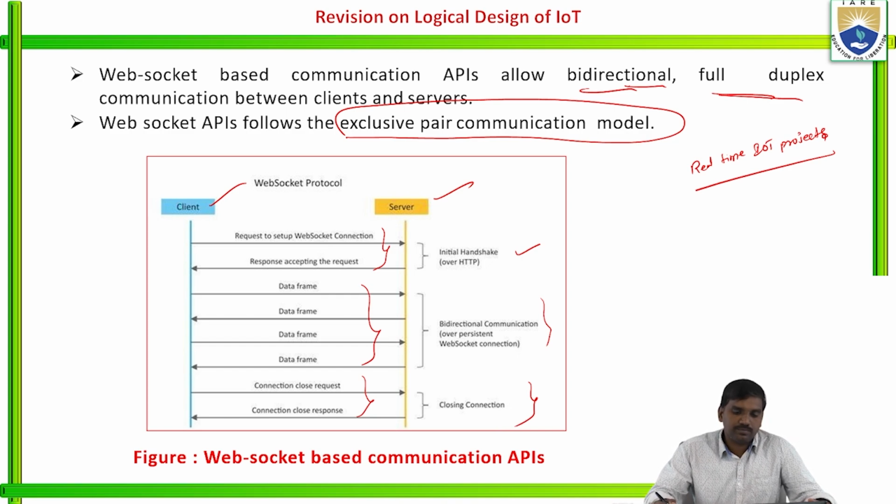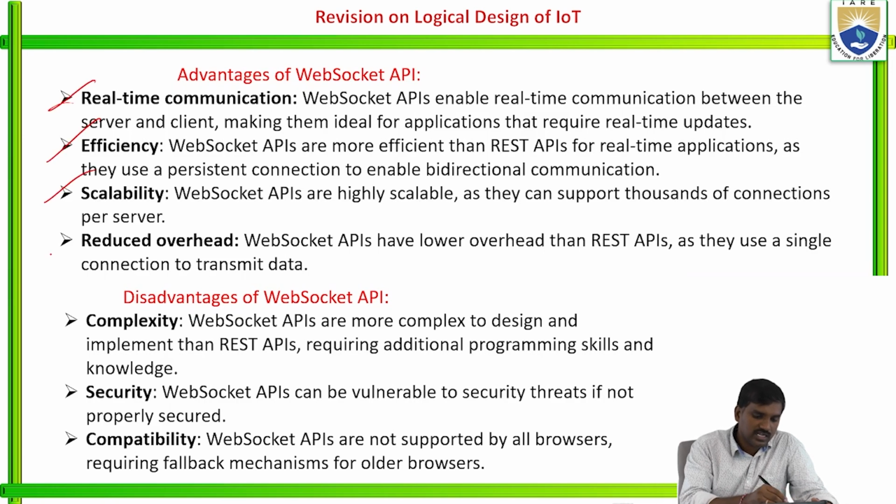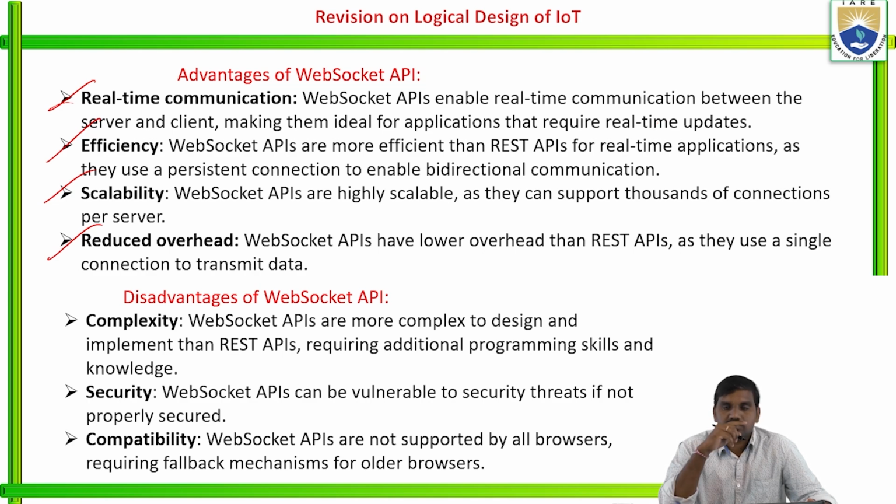So here are the main revision points on the WebSocket communication API: the advantages and disadvantages of the WebSocket API. The advantages are real-time communication, efficiency, scalability, and reduced overhead. Real-time: the WebSocket API enables real-time communication between the server and the client, making it ideal for applications that require real-time communication. The previous REST-based API is not suitable for developing real-time applications between the client and server. That is one of the advantages.